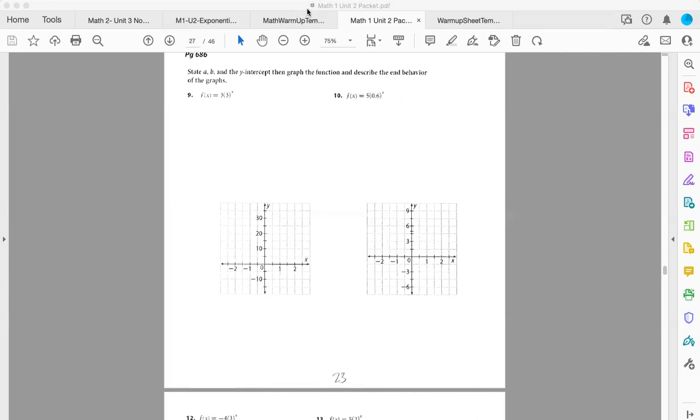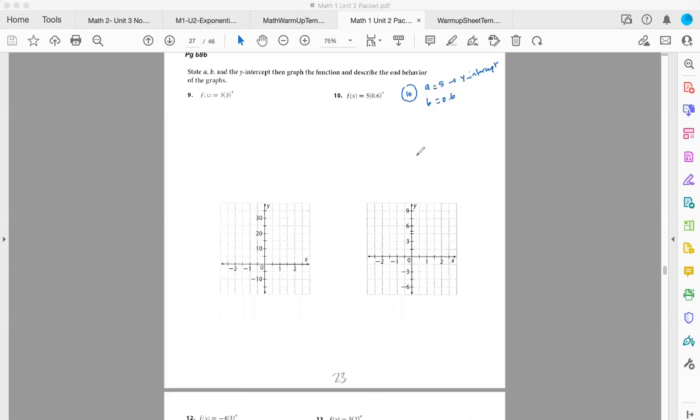It says state a and b and the y-intercept, then graph the function and describe the end behavior. So state a and b. For number 10, a, the initial value, is 5. b is 0.6. Here it's a decay, right? It's a decay factor because it's less than 1 and greater than 0. The y-intercept is basically the initial value. It's the same thing, right? Which is also the y-intercept, or the initial value, right?